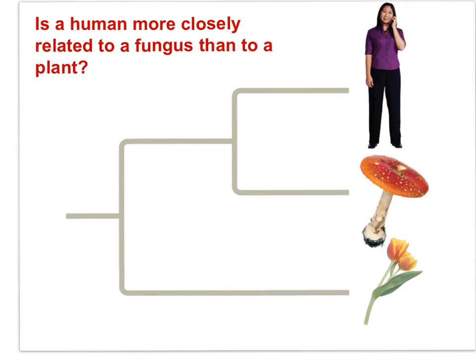Since the base difference between the fungus and the plant with the common ancestor here is approximately the same as the base difference between the human and the plant with a common ancestor also here, you can see that humans and mushrooms are equally distant from the divergence with plants.